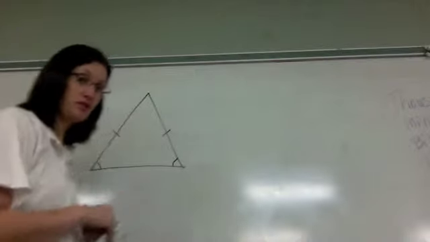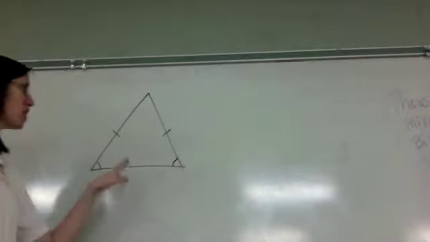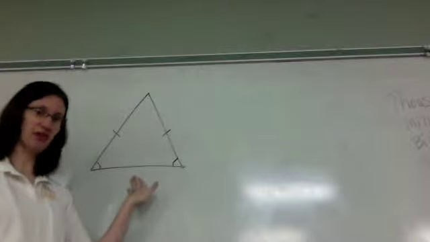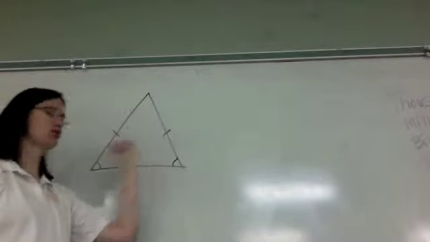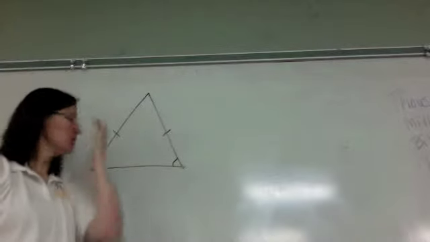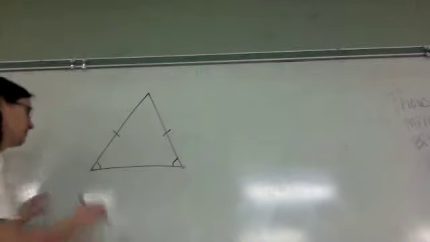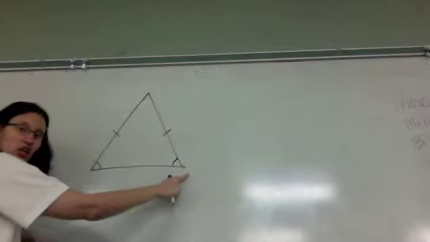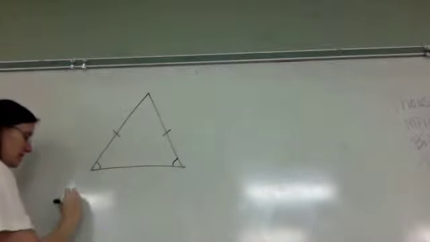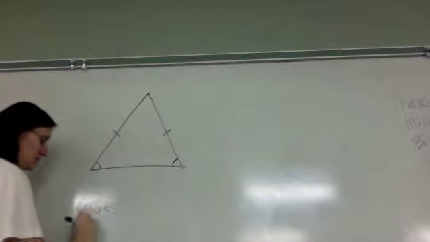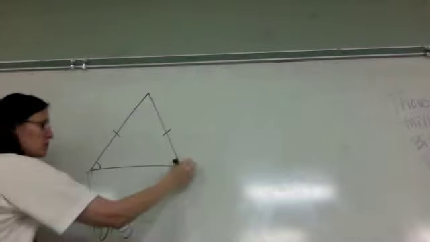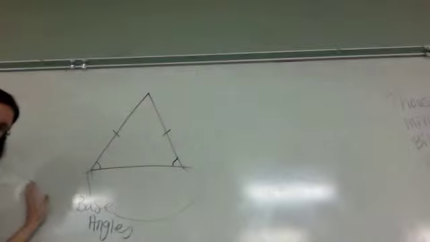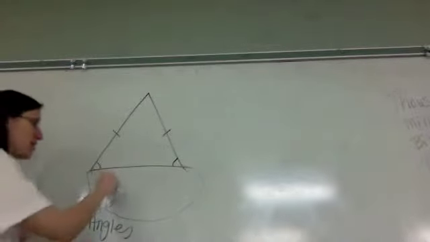Okay, so you should be able to tell from my drawing that this is an isosceles triangle because it has two angles that are equal, and of course at least two equal sides. These angles here are called the base angles. Those are the angles that are equal in an isosceles triangle.